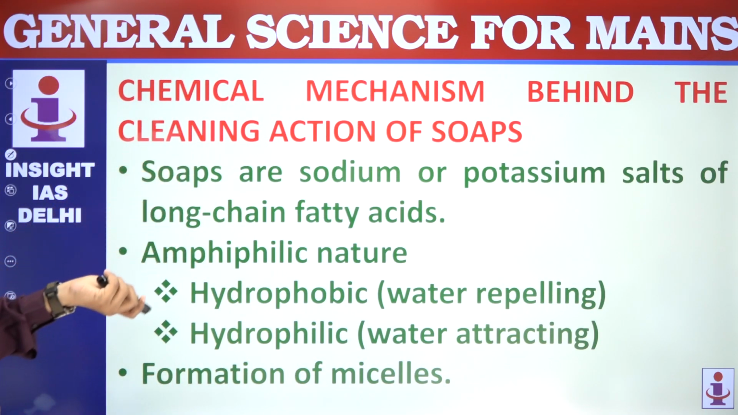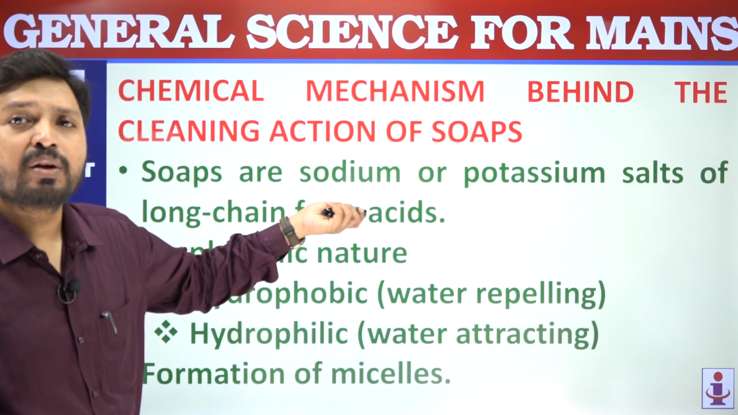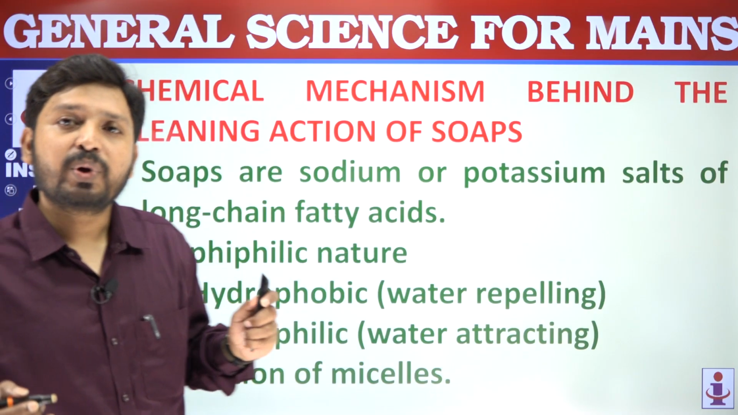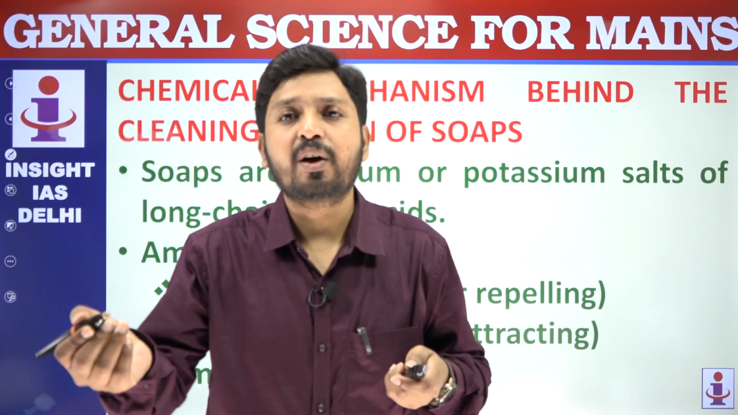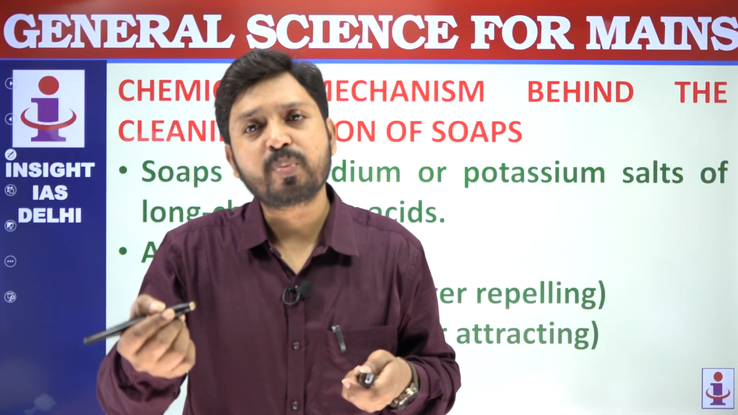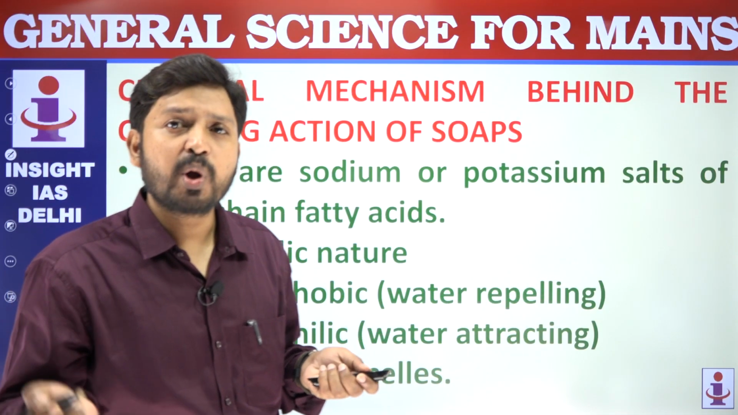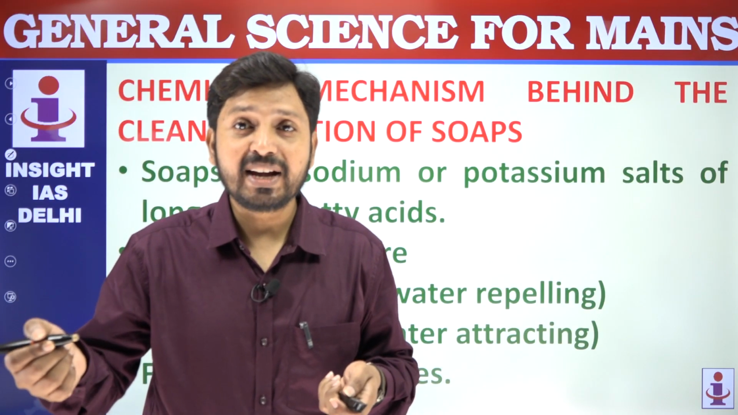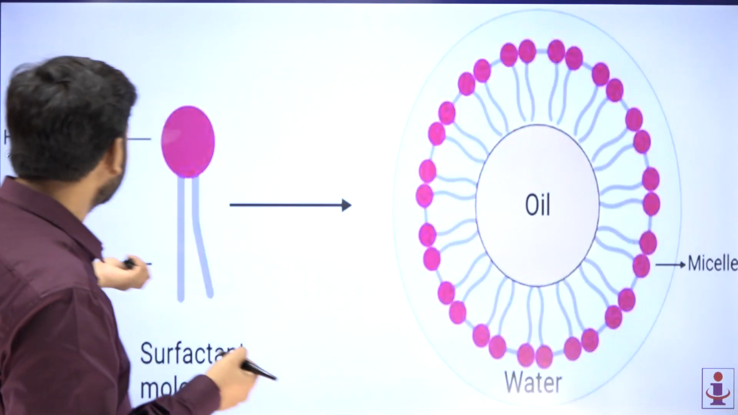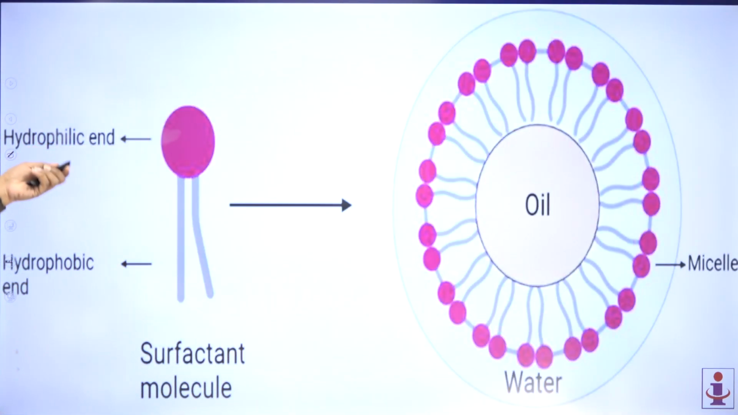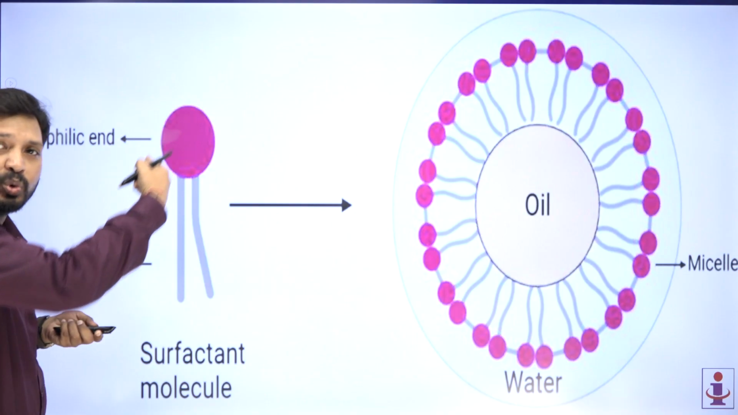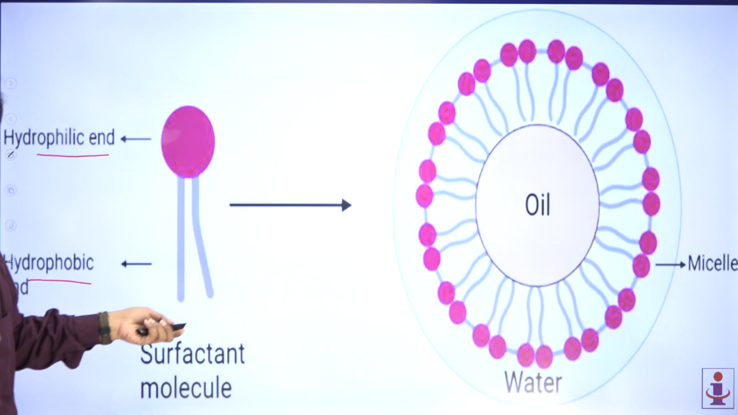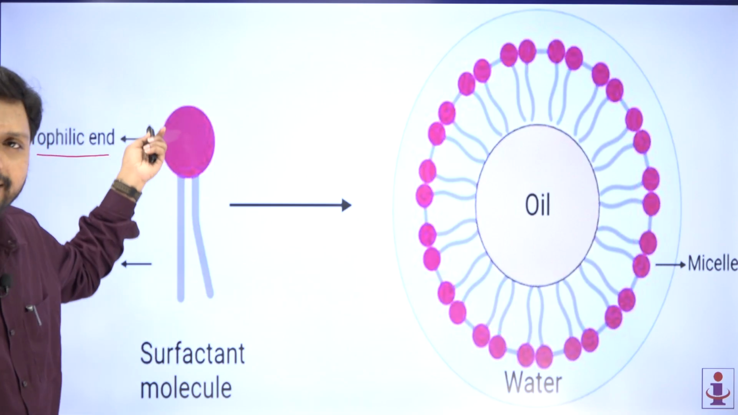What is a soap in general? Soaps are generally sodium or potassium salts of long chain fatty acids. Whenever water is added to these soaps, the soap molecules show a nature called amphiphilic nature. If you see the structure of the molecule, it has two ends: one is the hydrophilic end, the second is the hydrophobic end. The hydrophobic end doesn't like water, and the hydrophilic side is water attractive.